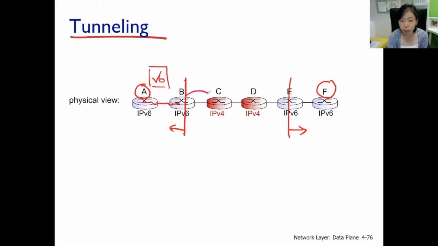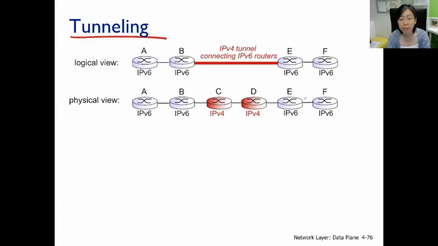But as soon as it hits the version 4 space, these routers are old. They don't recognize the version 6 format. They will not be able to handle the packet and forward it down this way. And that is why we need a tunnel. So what's being done in the tunnel is this.